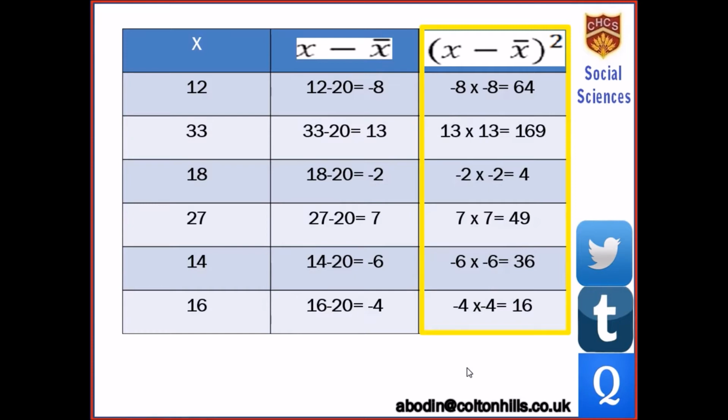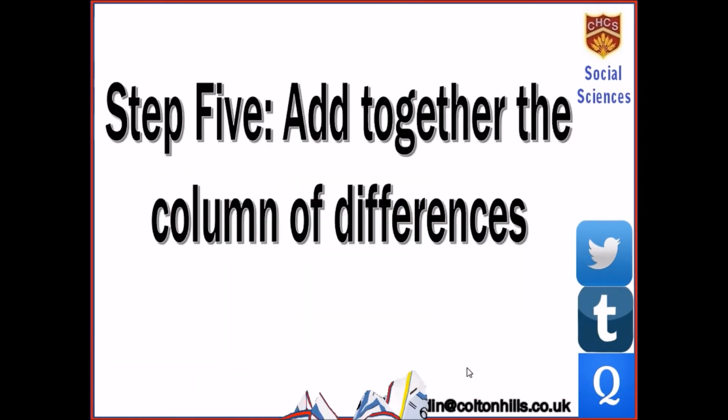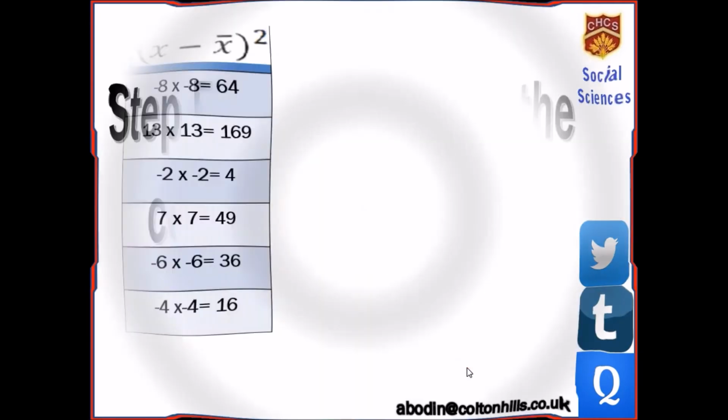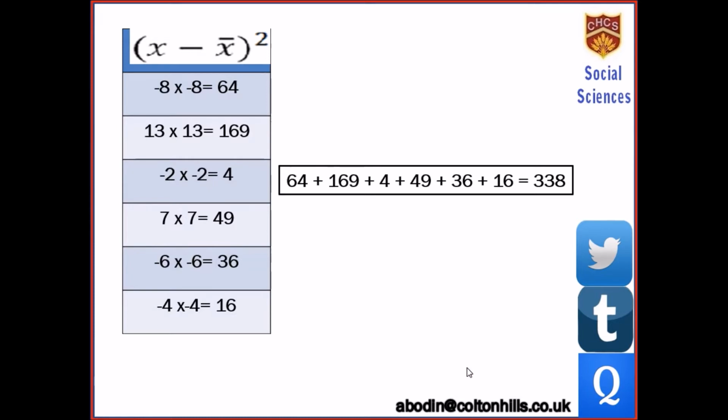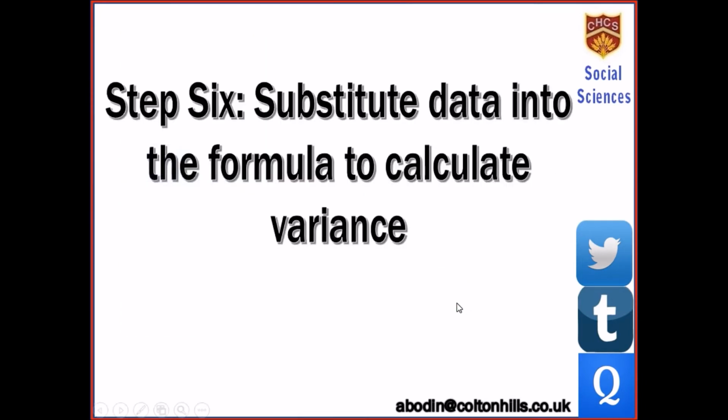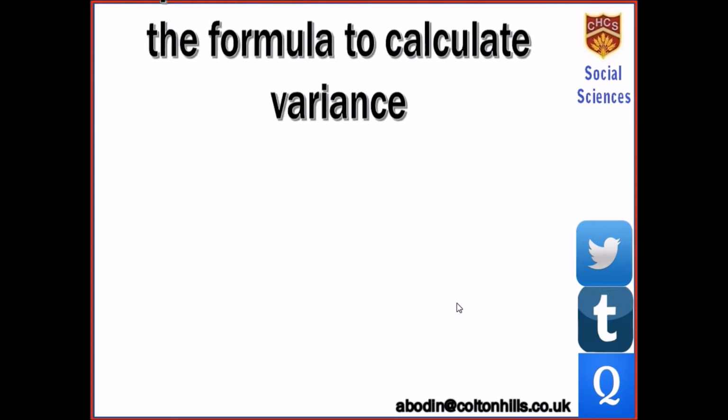So once we've done that, we move on to step 5, add together the column of differences. So we take this column of differences, add them all together, and we get 338. So within the formula, we now know that the sum of all the differences squared is 338. We now have all the data that we need to be able to put into the formula to calculate variance. So let's do that.